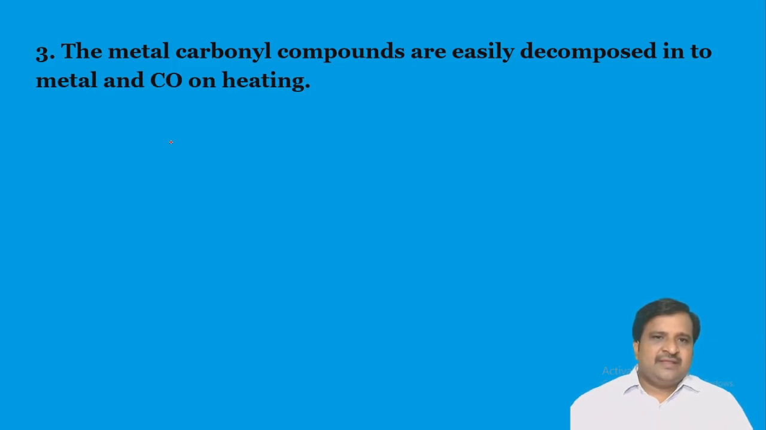The next property: metal carbonyl compounds easily decompose into metal and CO on heating. For example, take nickel tetracarbonyl. On heating, it decomposes into nickel plus 4 CO ligands. So the complex on heating decomposes into the metal and the carbonyl ligands.